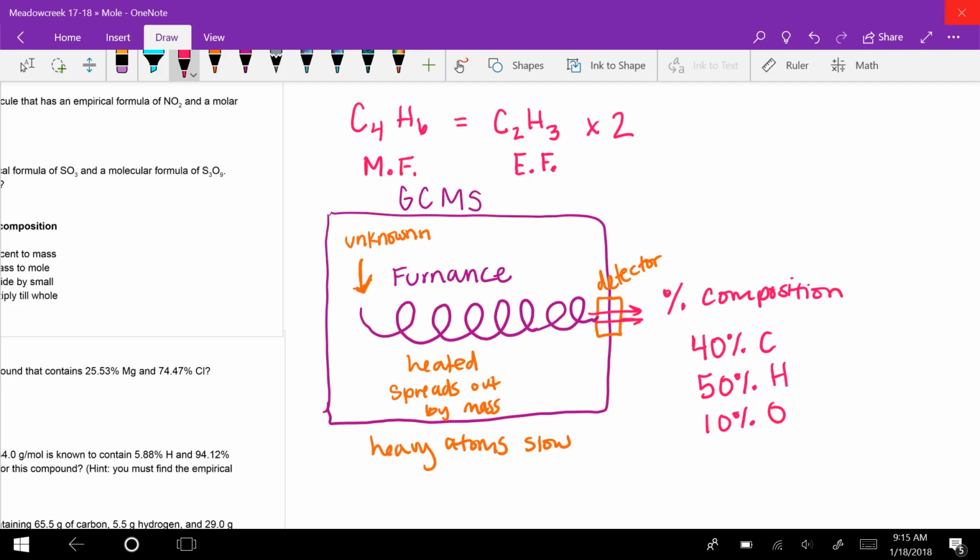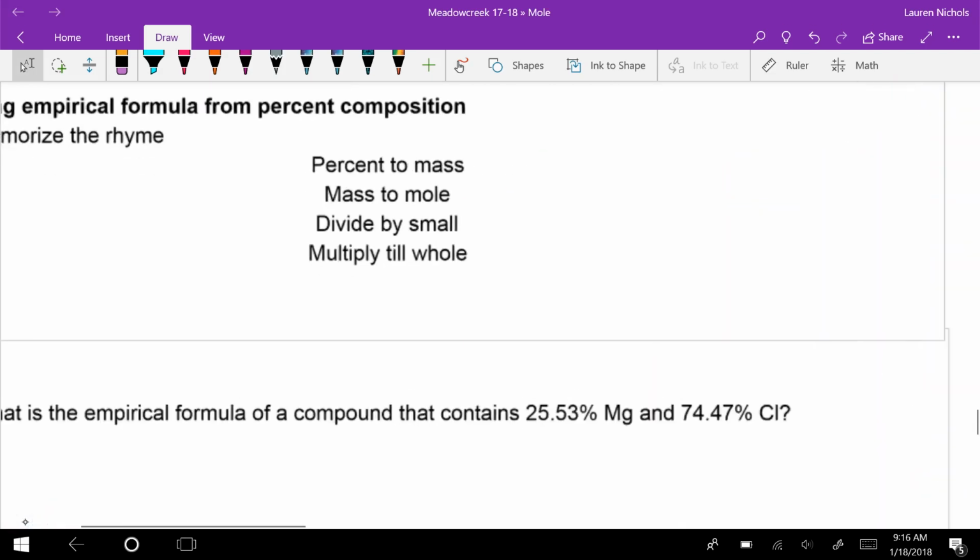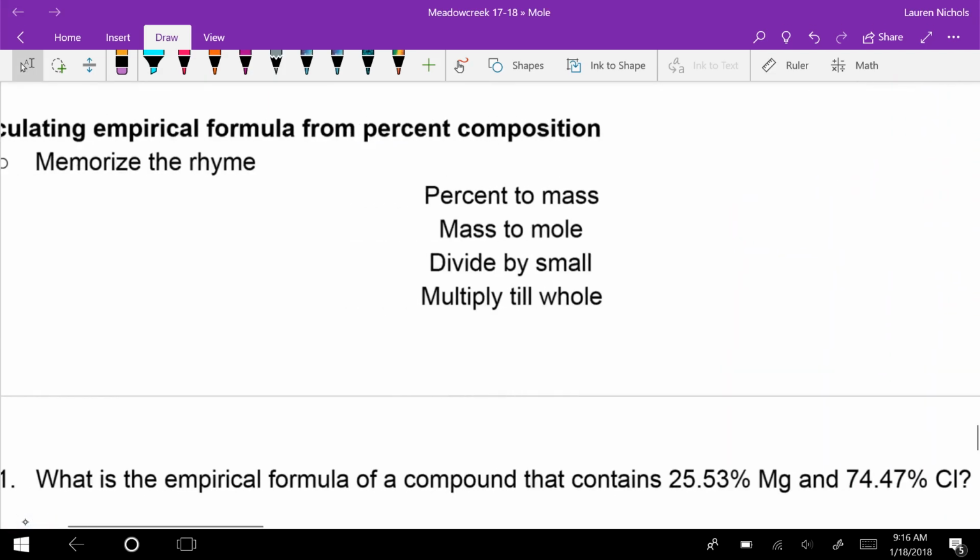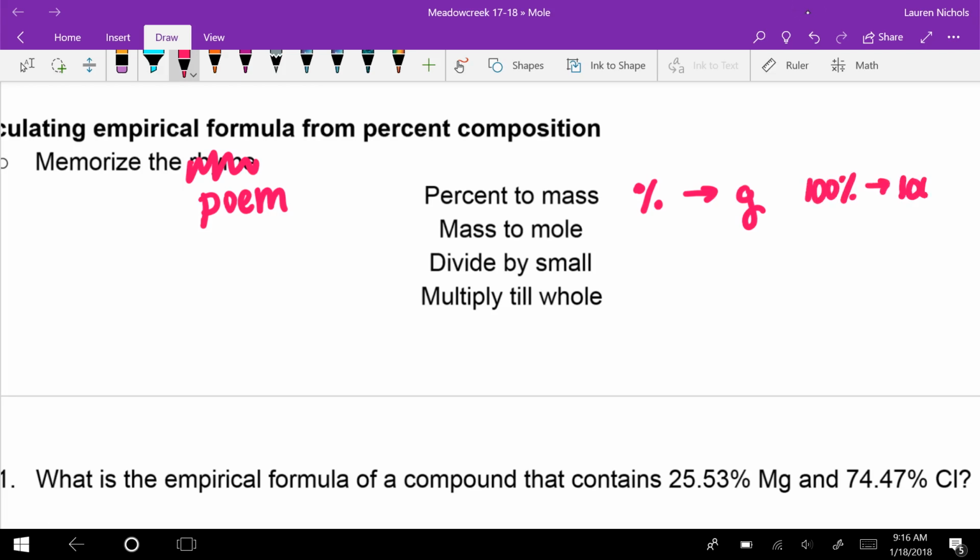Okay, and so with the empirical formula, there is a rhyme that goes with it. Rhyme is right here, and I was told that my rhyme doesn't actually rhyme, so why don't we go ahead and change that to poem. But the poem is: percent to mass, mass to mole, divide by small, multiply till whole. And so for percent to mass, literally what you do is you change a percent sign into a gram sign. So that means 100% becomes 100 grams. So it's the easiest step.